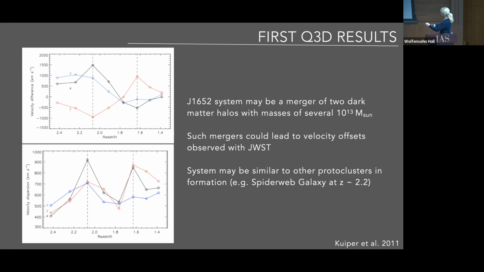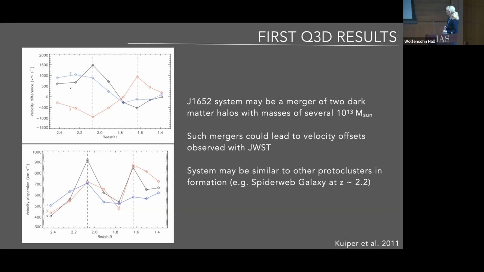So here, this is from a paper of Kuiper et al. 2011. They run a simulation using the Millennium simulation showing the velocity offset in the X, Y, and Z direction for two protocluster groups that are merging, and they merge at the redshifts that are indicated here in the dashed lines. And you can see that the velocity offsets between the groups can be of order of several hundreds of kilometers per second. And so protocluster mergers can lead to situations that we observe with the JWST.